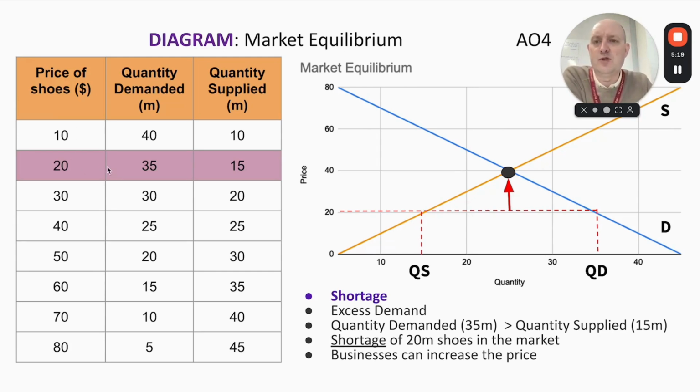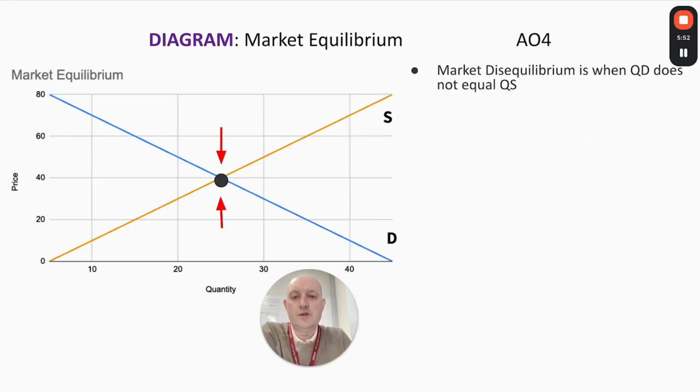And we can see those numbers in the table as well. So this brings us on to market disequilibrium. Market disequilibrium is the opposite of market equilibrium. Disequilibrium is when QD, quantity demanded, does not equal quantity supplied. And we just saw 2 examples.